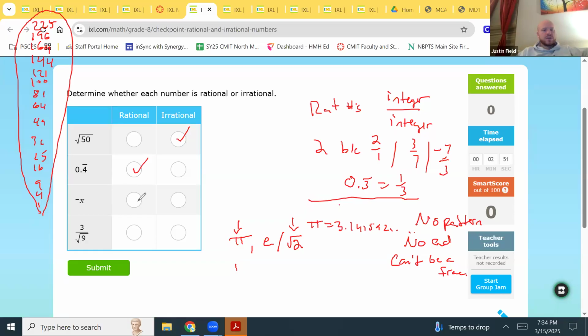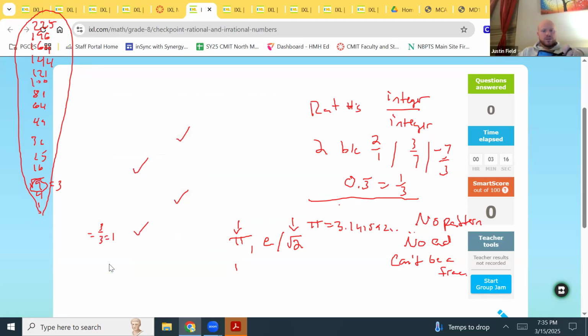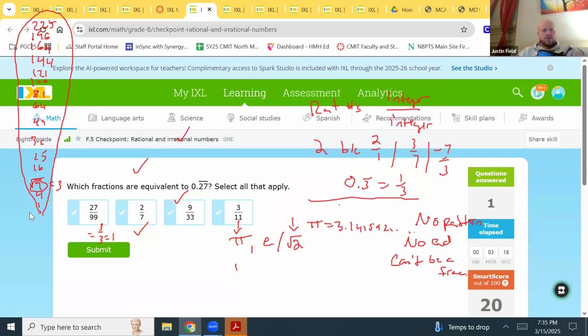This is irrational because it has a pi. And although that has a square root, 9 is in the list. The square root of 9 is 3, so this is just 3 over 3, which is 1, which is rational. So let's just check that off and do one more without notes. Okay, let's keep it up.